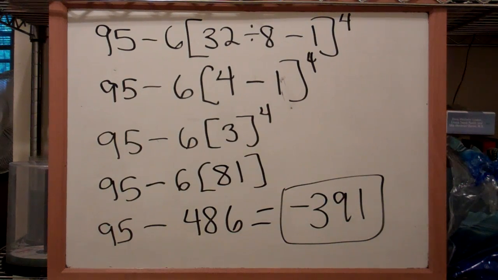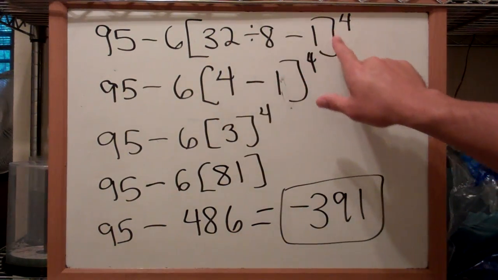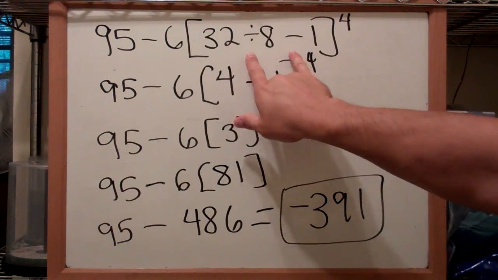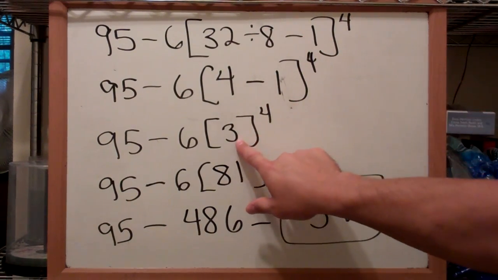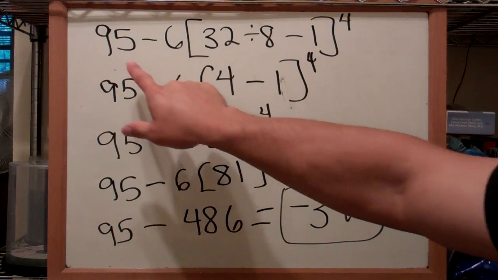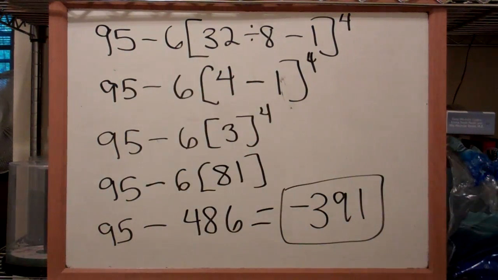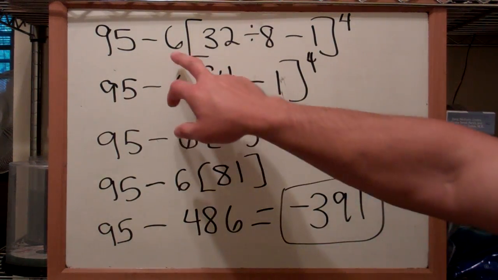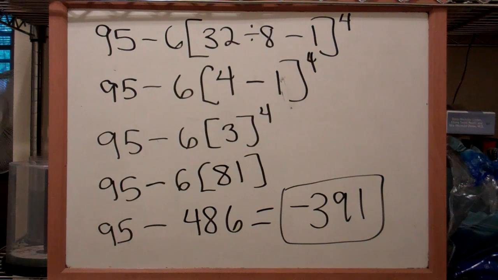So again here, once you evaluate whatever number is inside the brackets, then you're going to take that to the 4th power, and then multiply the 6. And again, not subtracting the 95 and the 6, because the 6 next to the bracket means multiplication. And let's look at one more example.